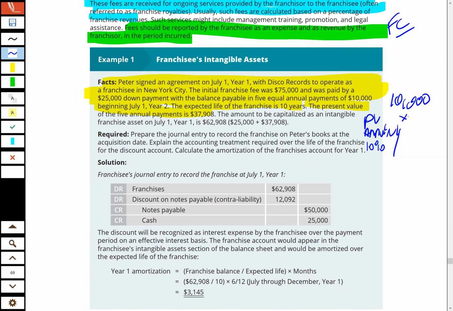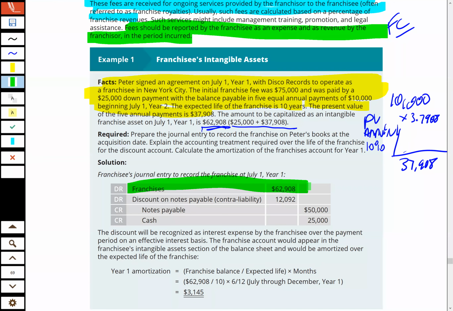And so $10,000 times 3.7908 is where they got this $37,908. That's the present value of the remaining payments, plus $25,000. We know from our flashcard, then they're going to record the franchise at that fair value, right?